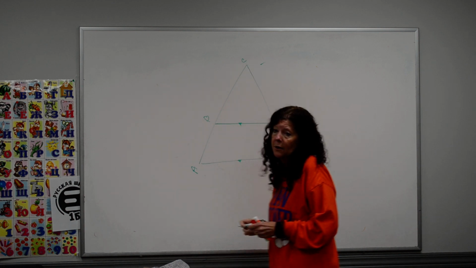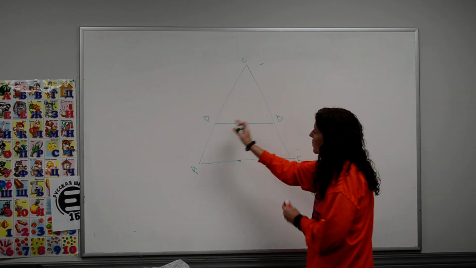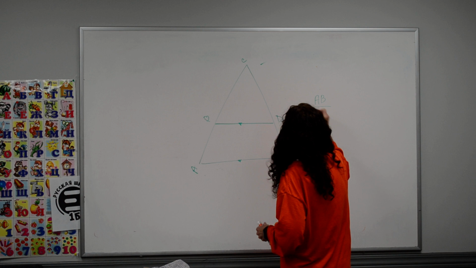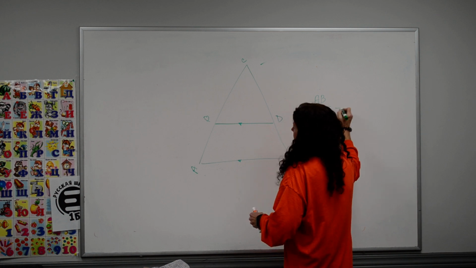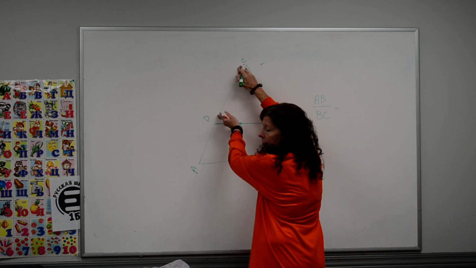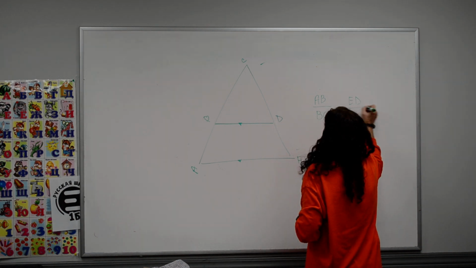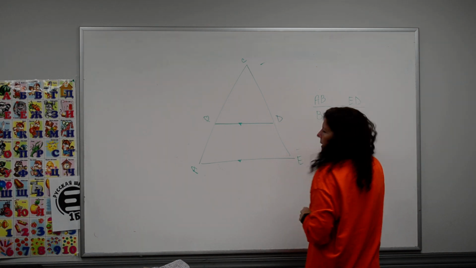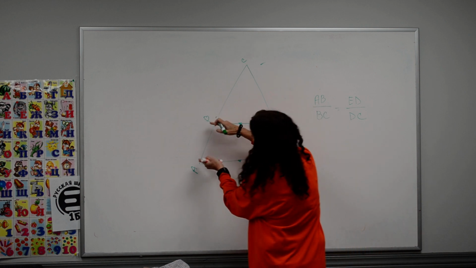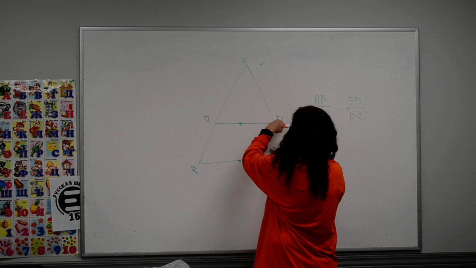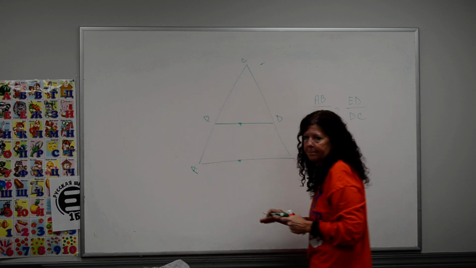There's two different ways to do this. One way is you stick to one side and you go, AB is to BC as this is to this. So left bottom, left top, right bottom, right top.